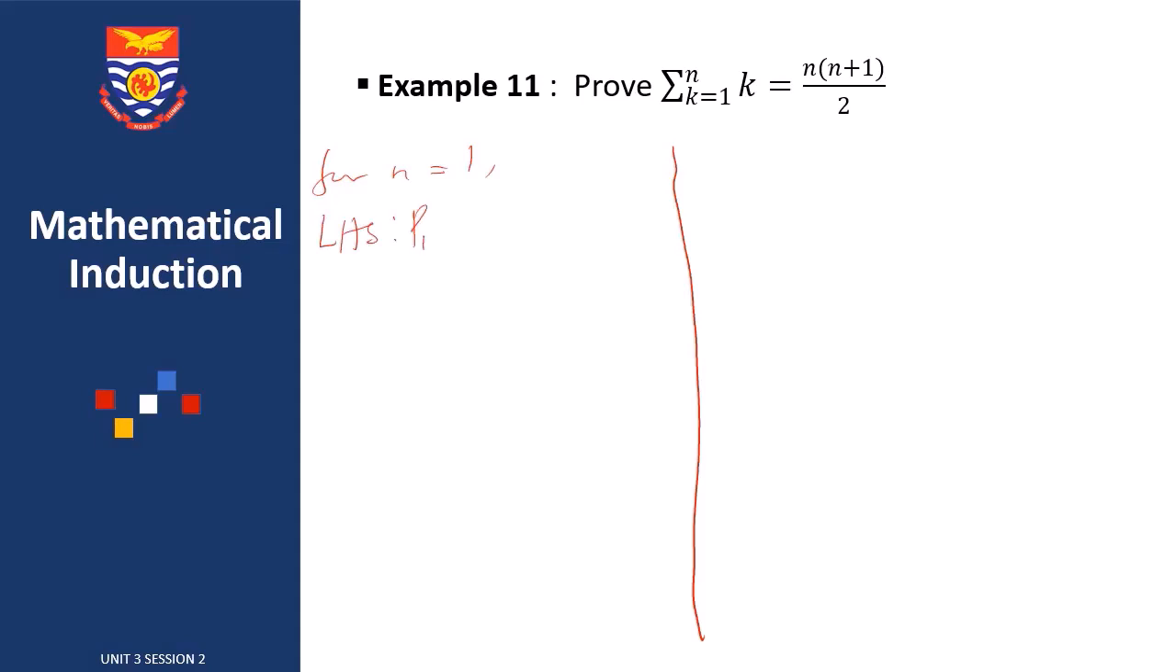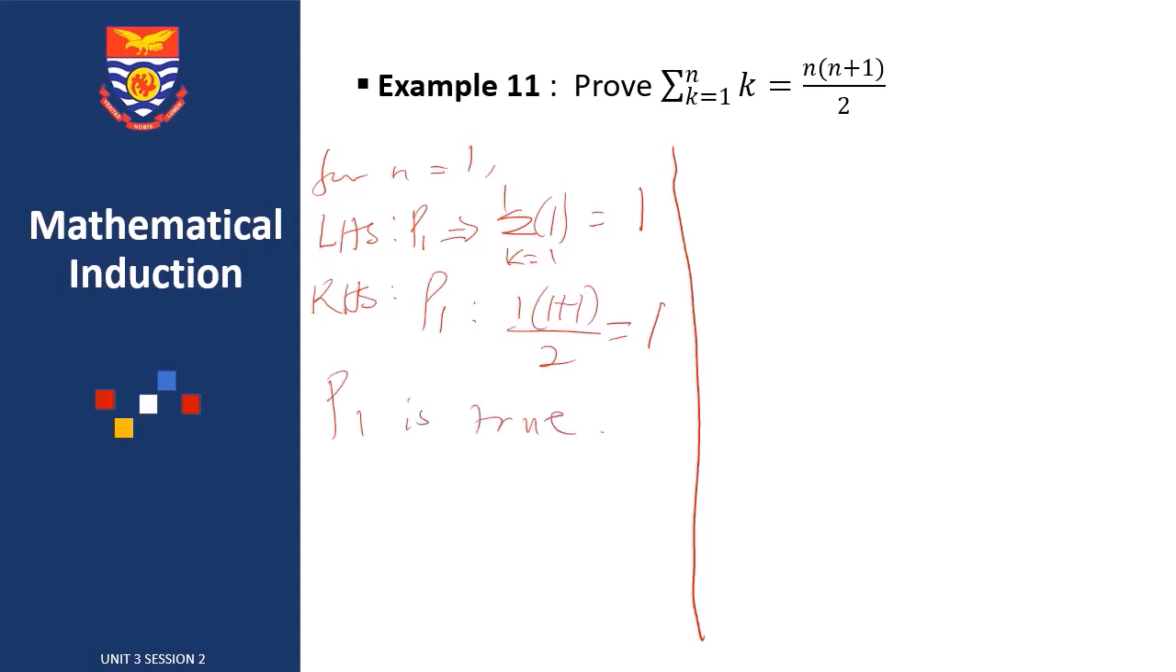P of 1 implies the summation of k equals 1 up to 1 of k. You put 1 there for k, so I get 1. Then we go to the right hand side. P of 1 implies 1 times 1 plus 1, all over 2. I get 1. Since the left hand side equals the right hand side, it follows that P1 is true. So that's the first one. Let's go to the next.